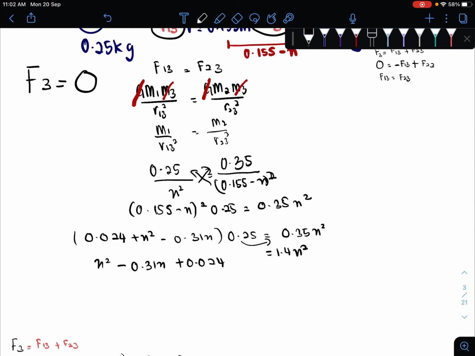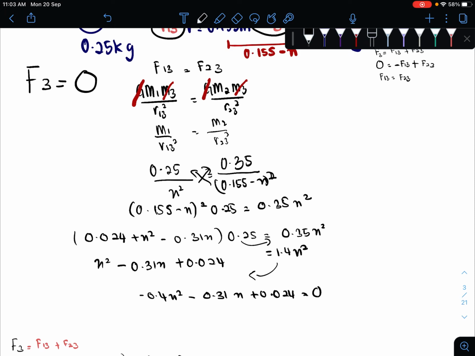So, now bawa everything to the left sini. So, X square minus 1.4X. Ini bawa ke sini. 1 tolak 1.4. You should get negative. So, negative 0.4 X square minus 0.31X plus 0.024 sama dengan kosong. And then sekarang tekan calculator to solve your equation dekat sini.